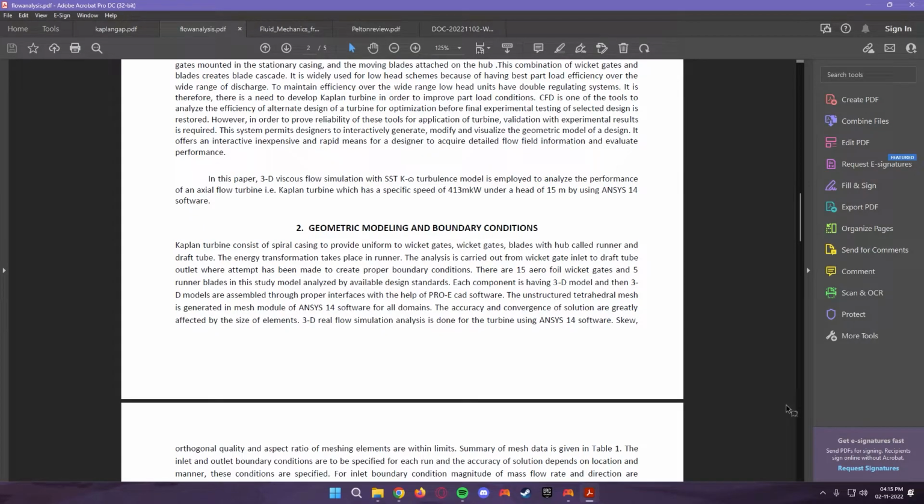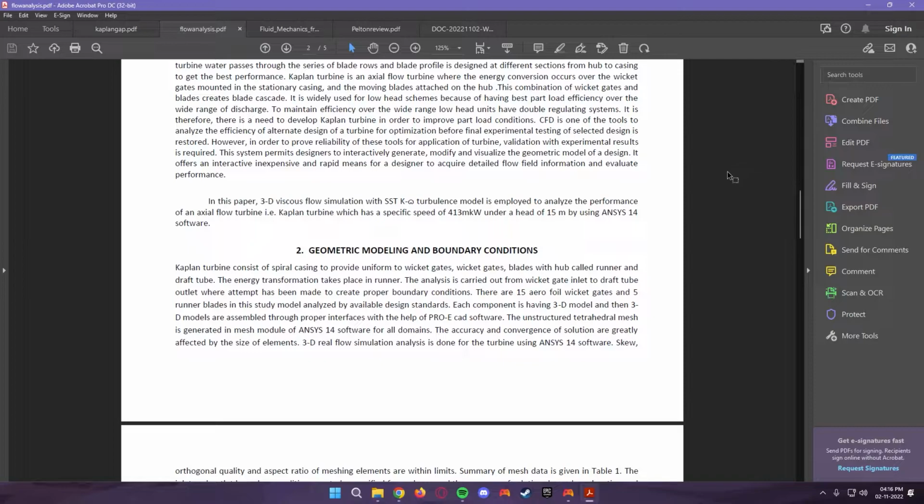Now, in this paper, they introduce the CFD they have used. A 3D viscous flow simulation with the SST k-omega turbulence model is employed to analyze the performance of an axial flow turbine, that is a Kaplan turbine, which has a specific speed of 413 and a head of 15 meters, using ANSYS 14 software.